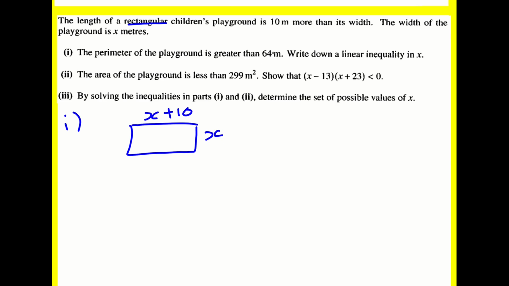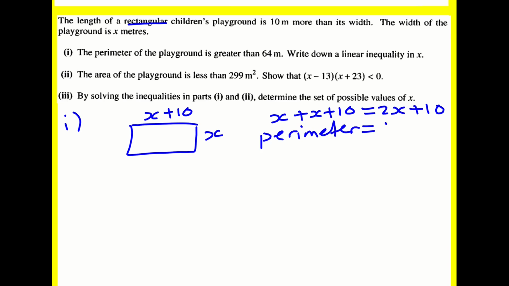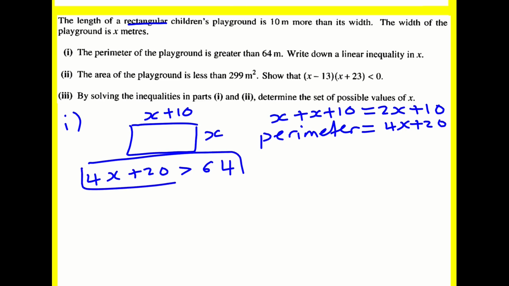We're told that the perimeter is greater than 64. So for the perimeter, we can do x plus x plus 10, which is 2x plus 10. And then we can just double it because there's two more sides. Of course, you could do it by adding them all up as well. Now, we are told that the perimeter is greater than 64, and we're asked to write down a linear inequality in x, and that is it. I haven't been asked to solve it, just write it down.